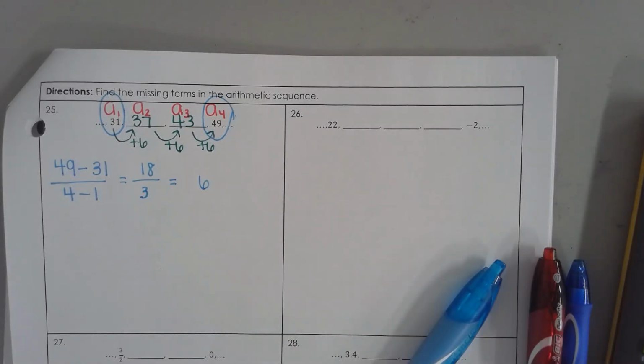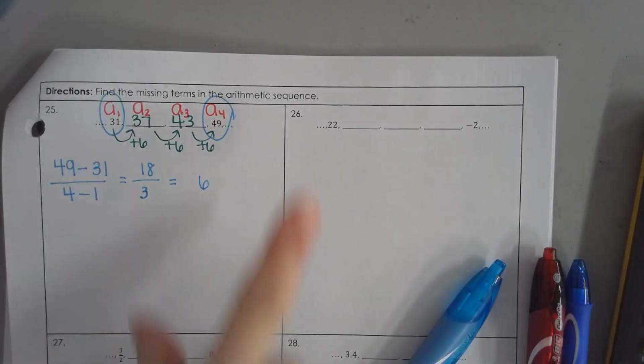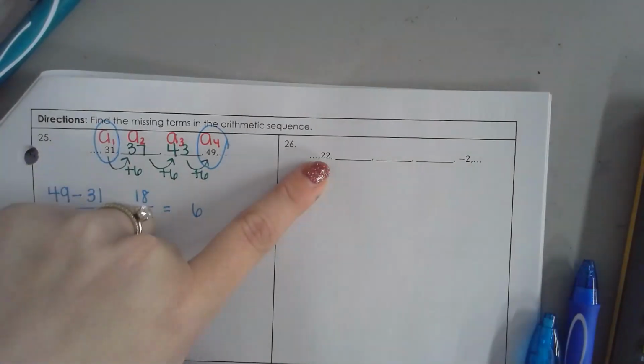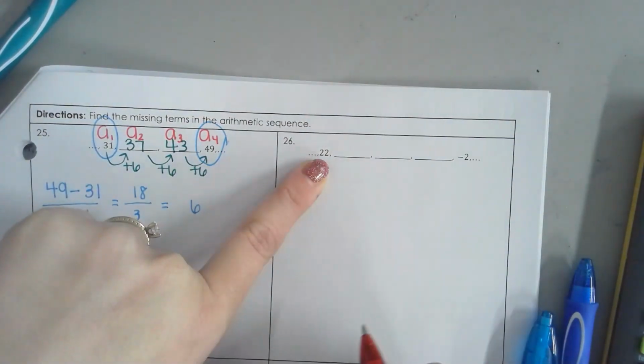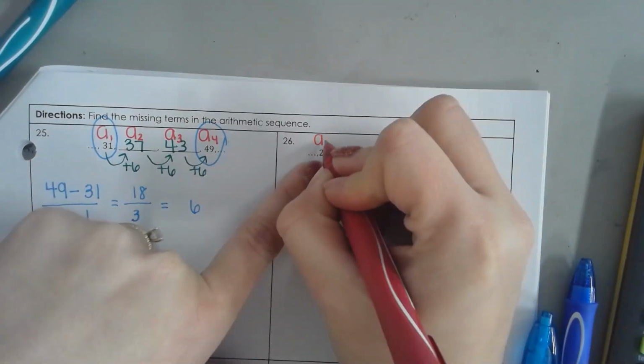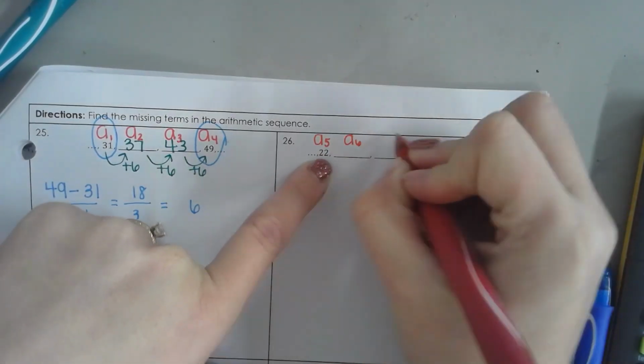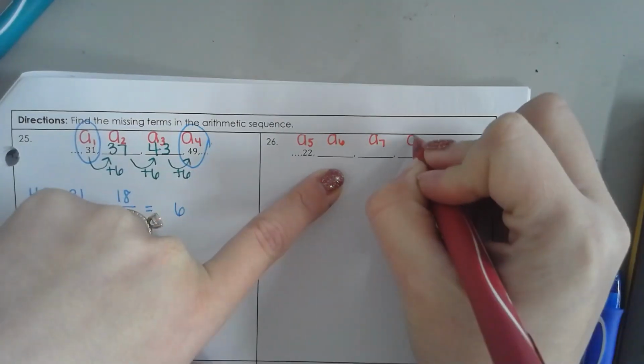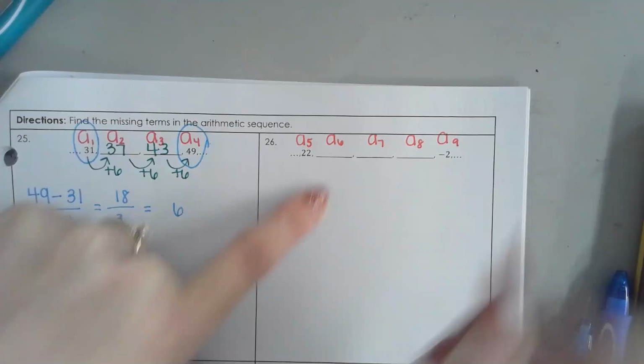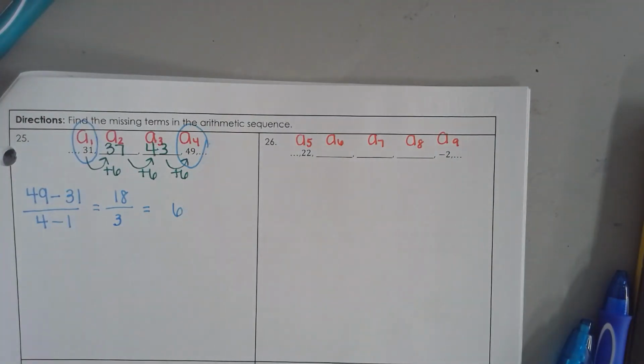Do you have to put the second number first? No. It can go either way. You could do 31 minus 49 as long as you also did 1 minus 4. Yeah. So, next problem. You want me to start with A1 again? You can start with anything. You can make this A5 as long as you do A5, A6, A7, A8, A9. It doesn't matter. You're going to get the same thing as long as you do numbers in a row.